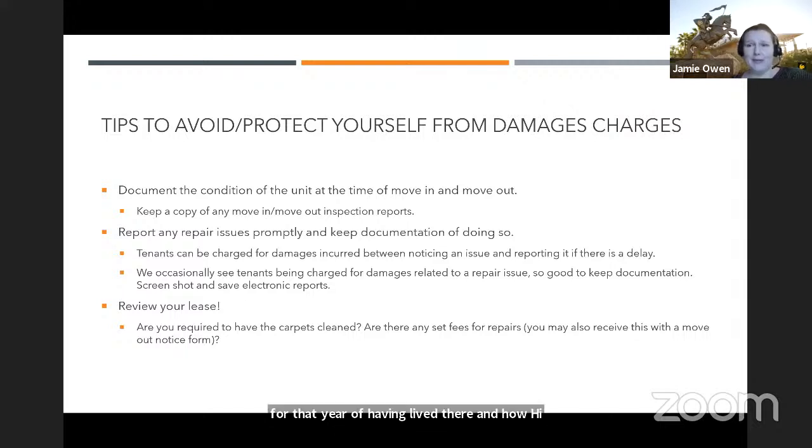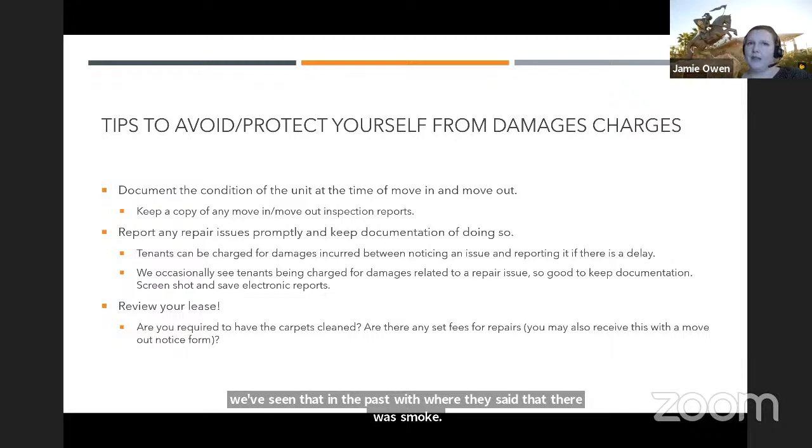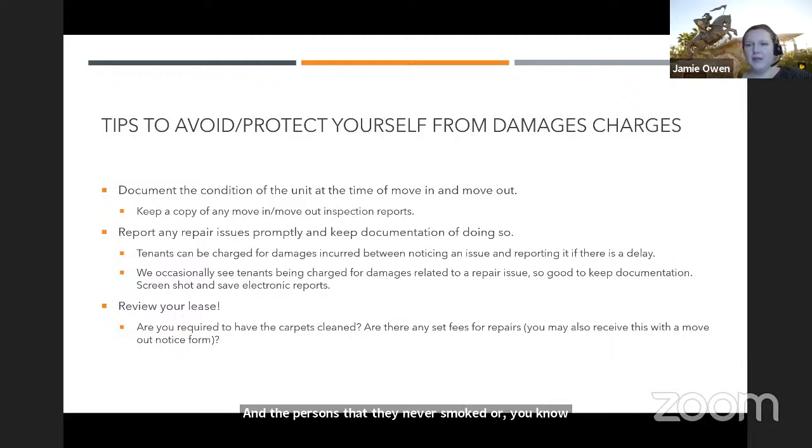And how do you detect odors, and what's really strong and unpleasant to one person is not unpleasant to other people. And I know we've seen that in the past where they said that there was smoke, and the person said they never smoked, or sometimes against some of our international students who maybe use a lot of cooking spices that Americans don't traditionally use with our bland food. So, there can be issues like that that we just can't anticipate, and it's really hard to document. But the best thing to do is to look at that list of things.